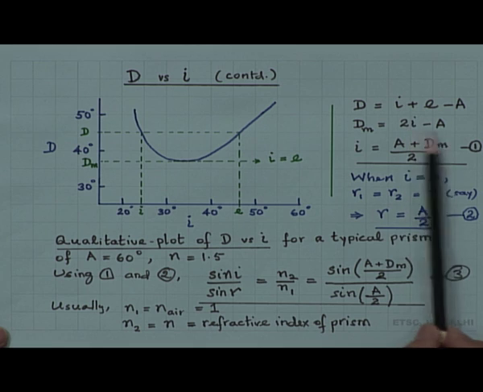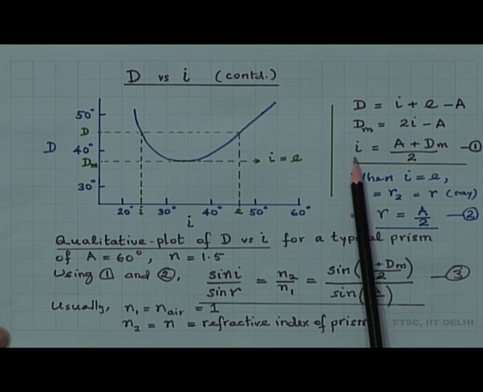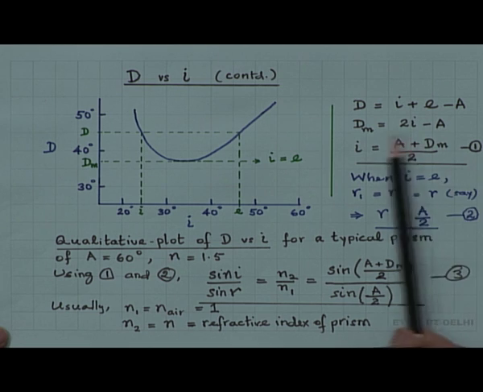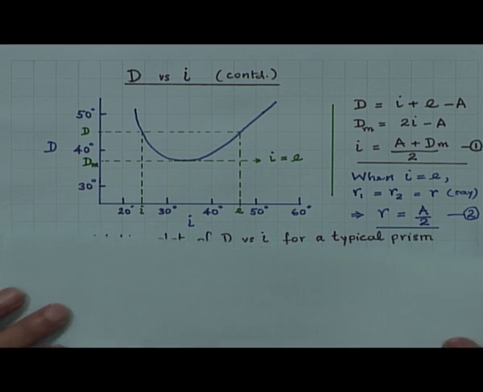dm is equal to 2I minus A, because I is equal to E. So it is 2I minus A, or I is equal to A plus dm by 2. This is the first equation: I is equal to A plus dm by 2.